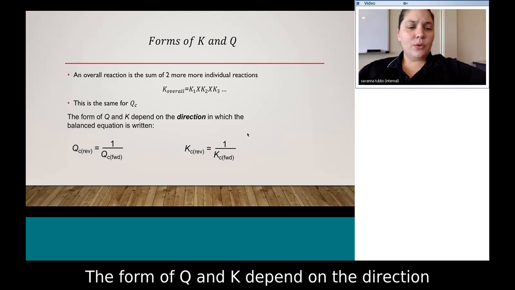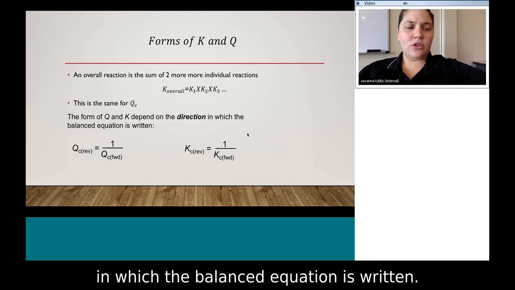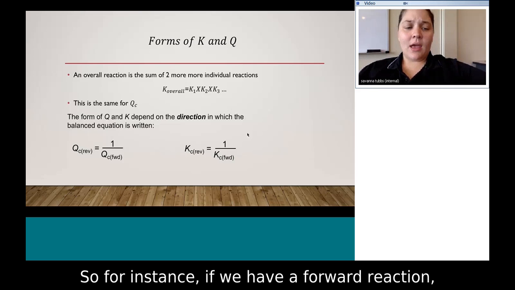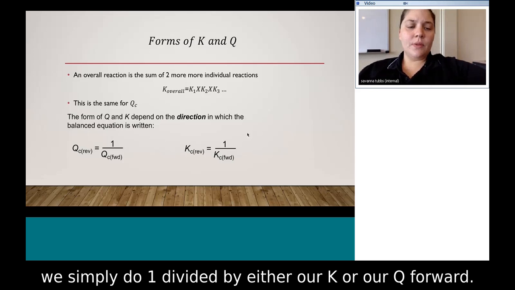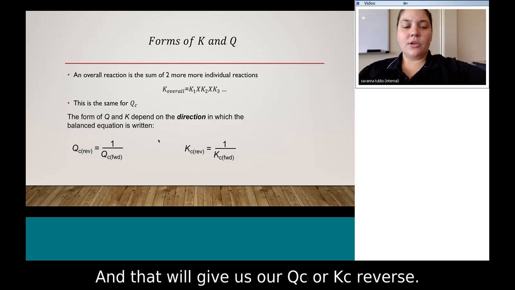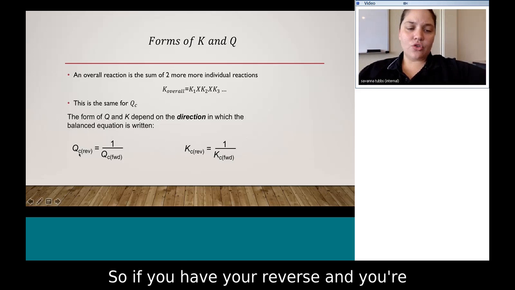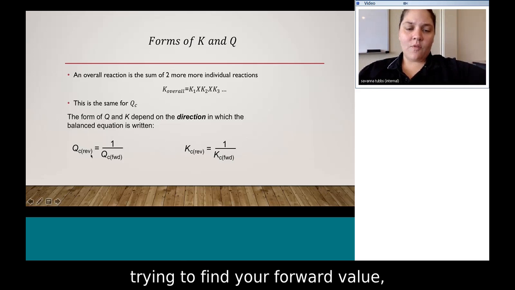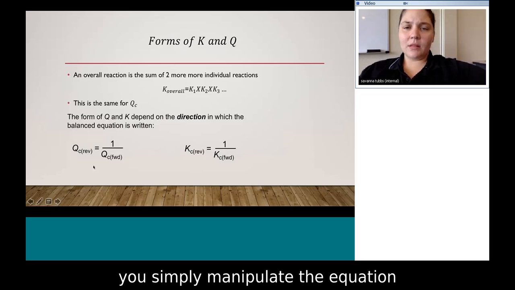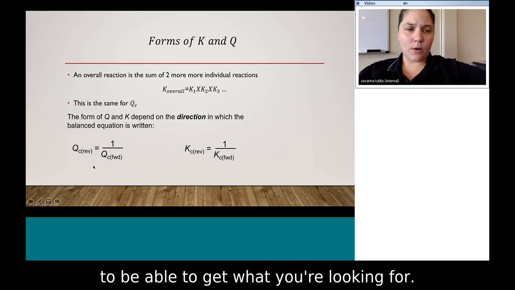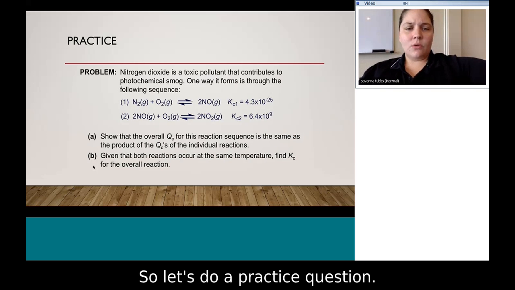The form of Q and K depends on the direction in which the balanced equation is written. So for instance, if we have a forward reaction, we simply do 1 divided by either our K or our Q forward, and that will give us our Qc or Kc reverse. You can also do this the exact opposite way. So if you have your reverse and you're trying to find your forward value, you simply manipulate the equation to be able to get what you're looking for. So let's do a practice question.